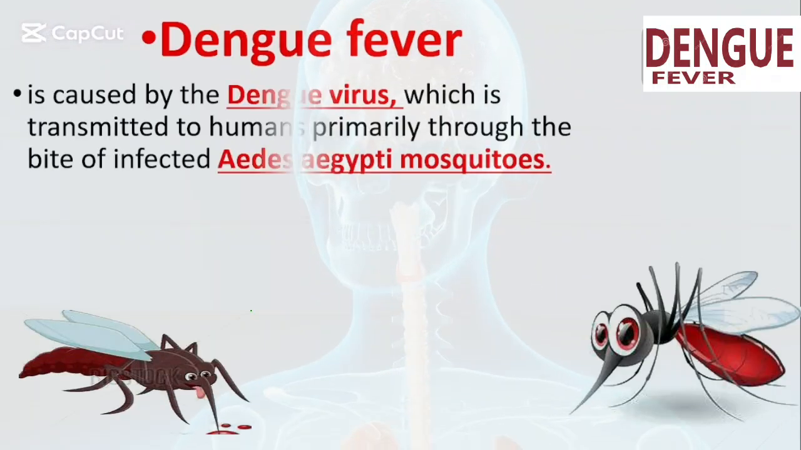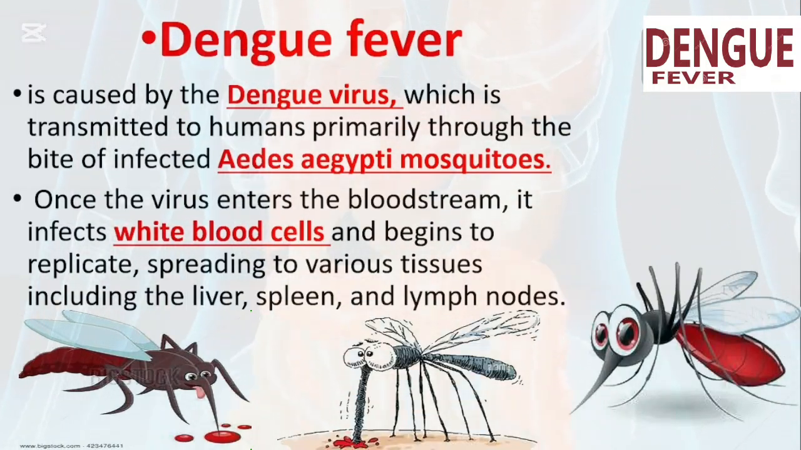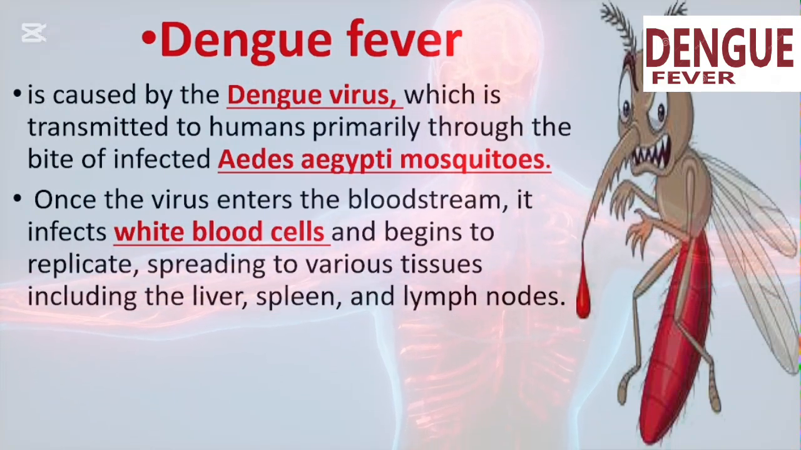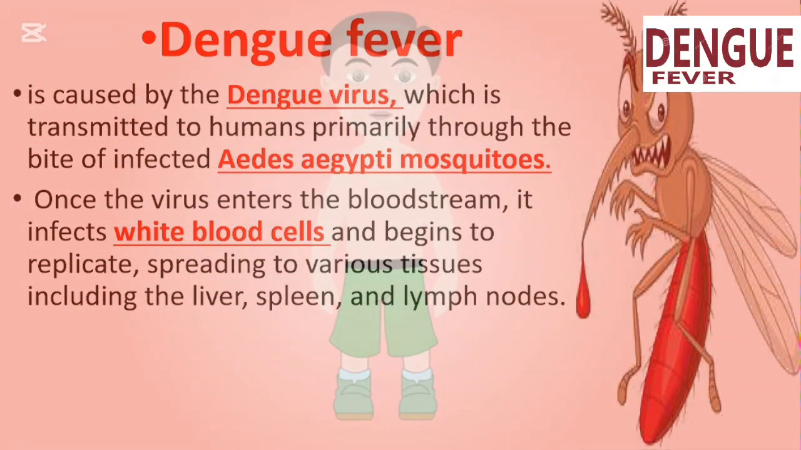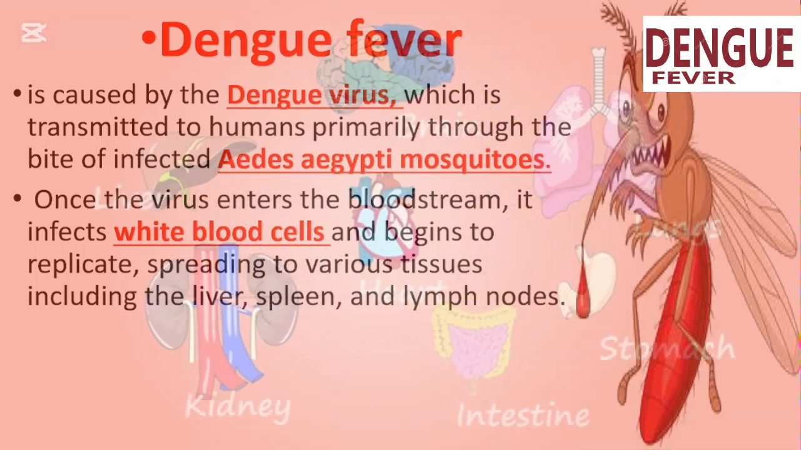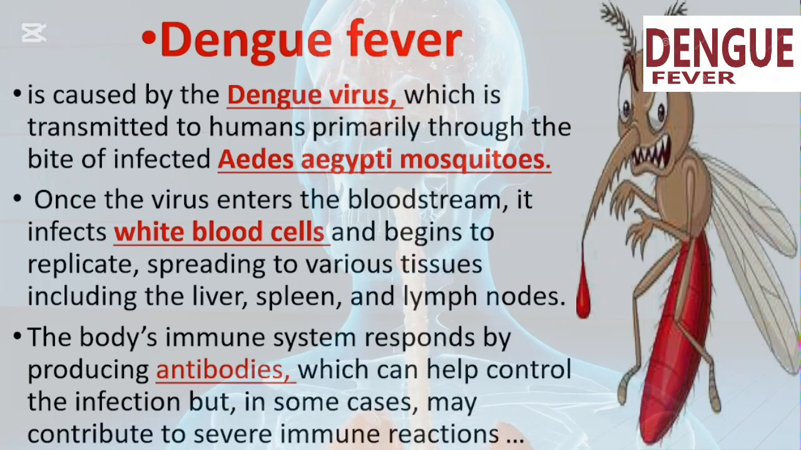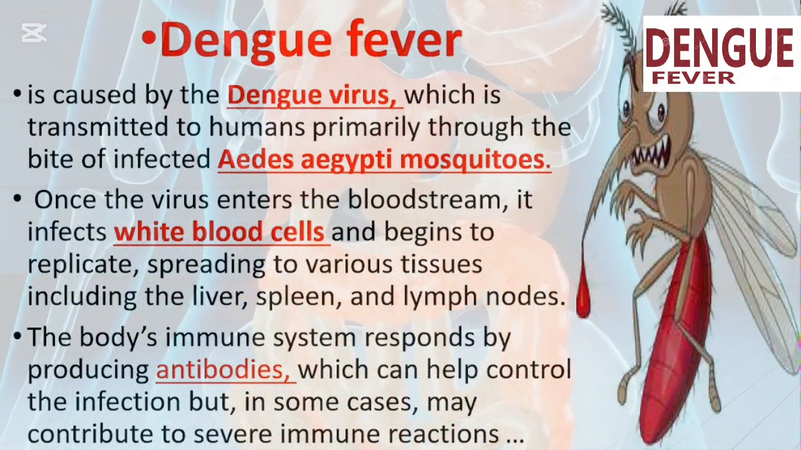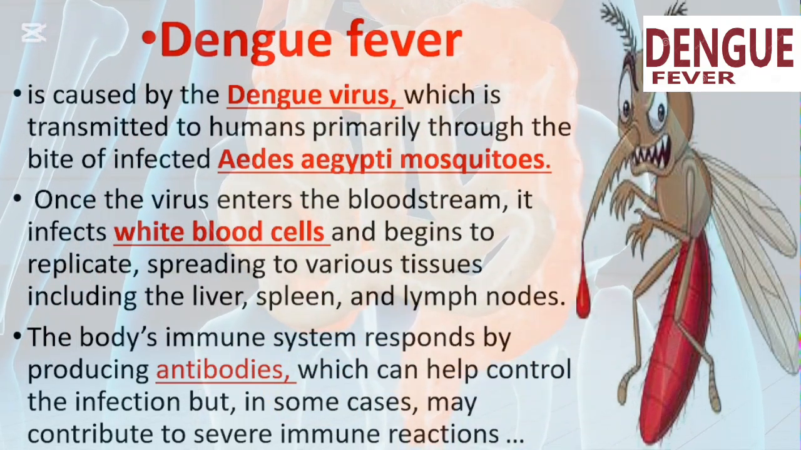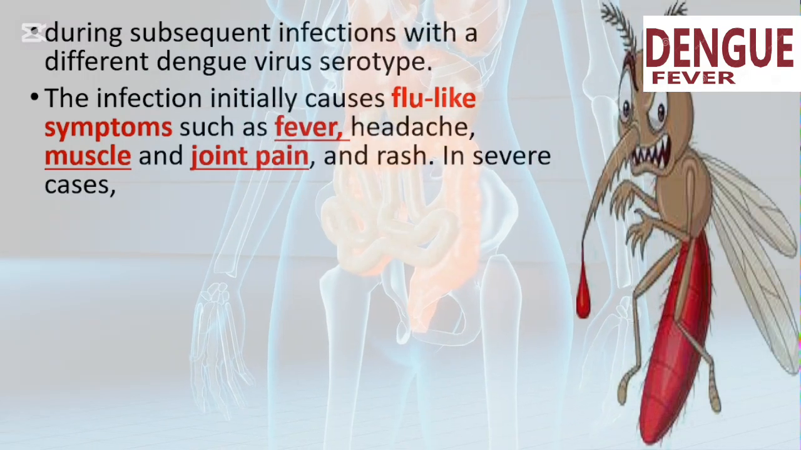Dengue fever is caused by the dengue virus, which is transmitted to humans primarily through the bite of infected Aedes aegypti mosquitoes. Once the virus enters the bloodstream, it infects white blood cells and begins to replicate, spreading to various tissues, including the liver, spleen, and lymph nodes. The body's immune system responds by producing antibodies which can help control the infection, but in some cases may contribute to severe immune reactions during subsequent infections with a different dengue virus serotype.